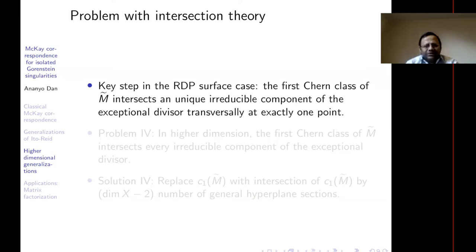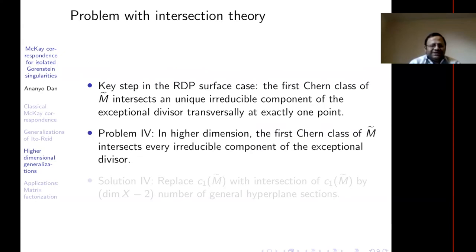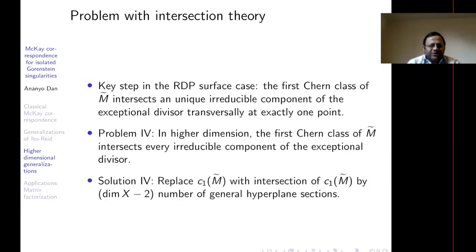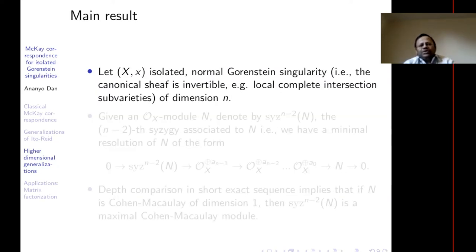Here we cannot do the same comparison because of dimension reasons: for dimension greater than two, the first Chern class of M tilde, since they are divisors, will intersect other components of the exceptional divisors. So we cannot get a similar bijection. But what we can do, to get to the correct dimension setting, is intersect the first Chern class with dim X minus two general hyperplane sections to reduce to the curve case. So we have a curve and an exceptional divisor, and they will give us the correct intersection.